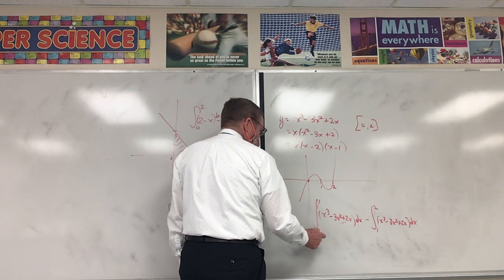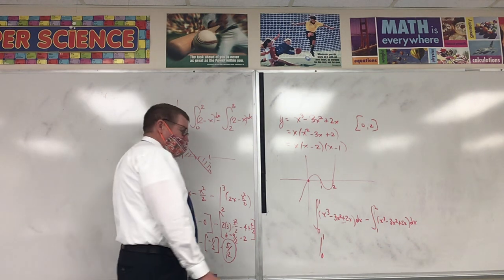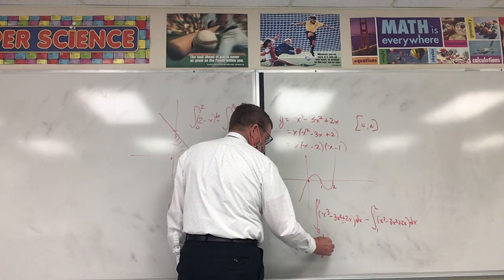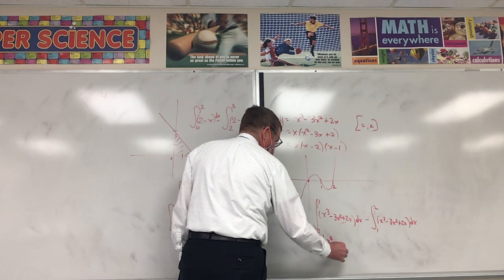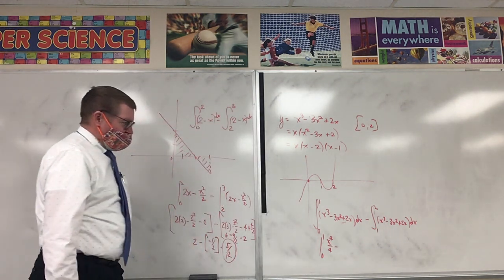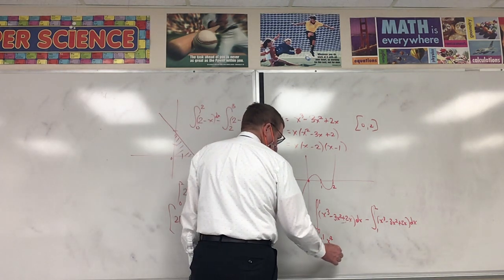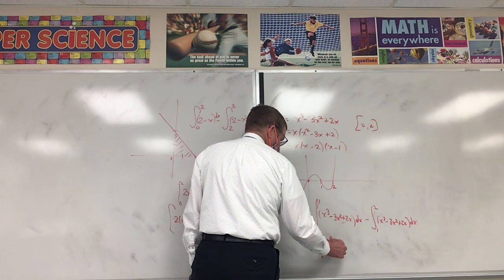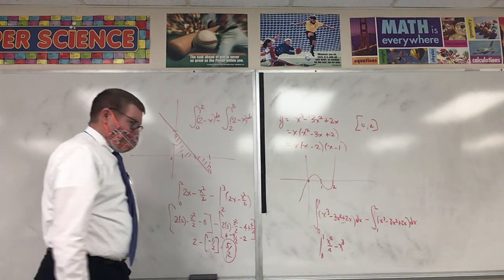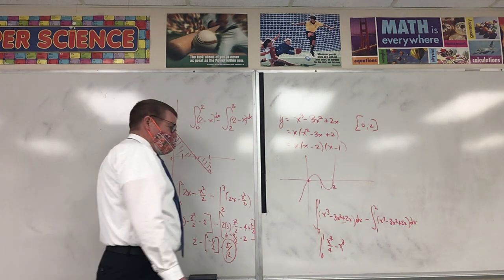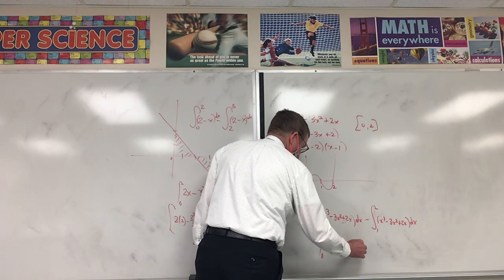Alright, so the antiderivative of x cubed. X to the fourth over 4 minus x cubed, of 3x squared, 2x minus x, right? Or plus it.